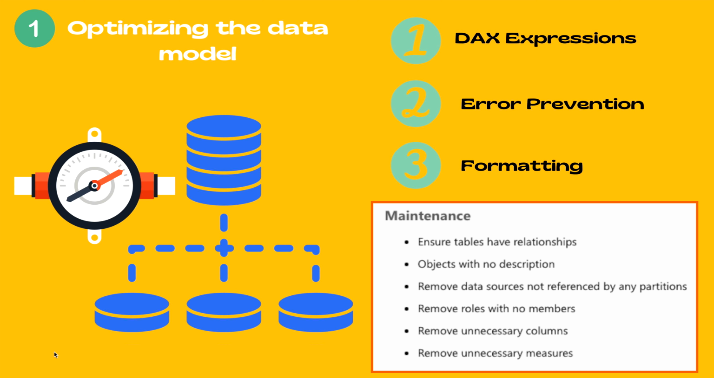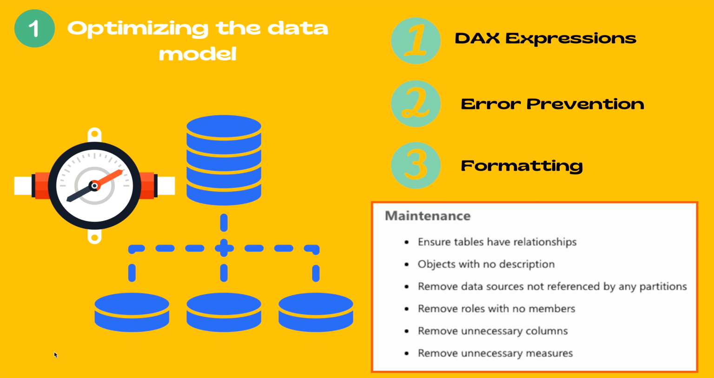Well, in case of maintenance also, we have a couple of points like ensure tables have relationships and also objects with no description. You should remove the data sources not referenced by any partitions. So if you have any columns or data that has not been used in any of your calculations or your report, you should remove that.